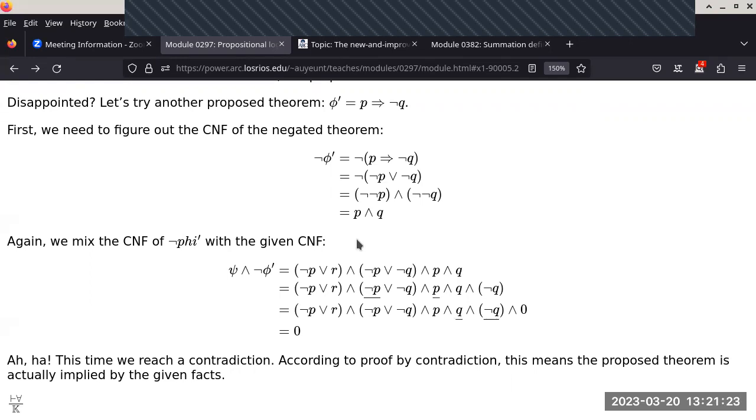This false here is really significant because it reflects that the conjunction between what is known to be true and the negation of the theorem leads to a contradiction. So by proof by contradiction, we have just proven that phi prime is indeed a theorem. That's how all the pieces connect. This specific example illustrates how all three pieces connect in terms of concept.